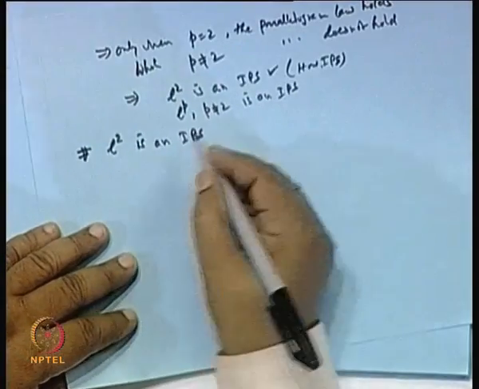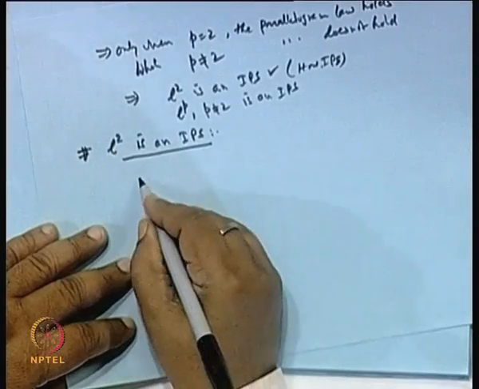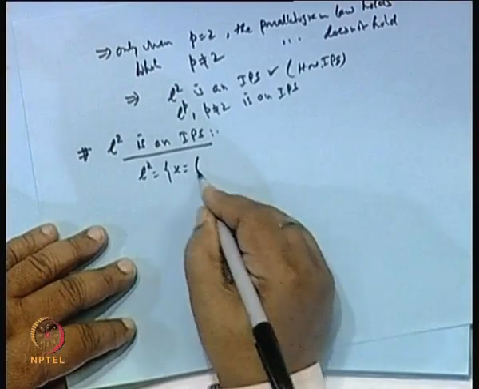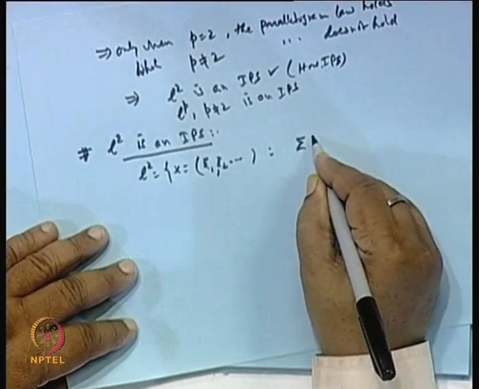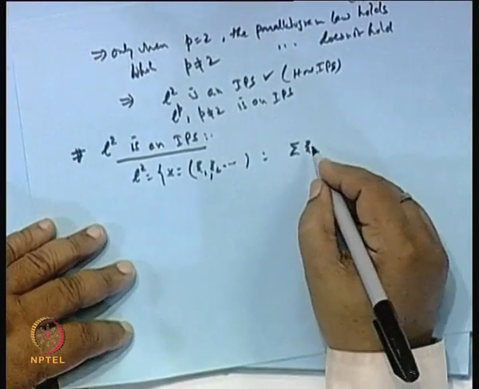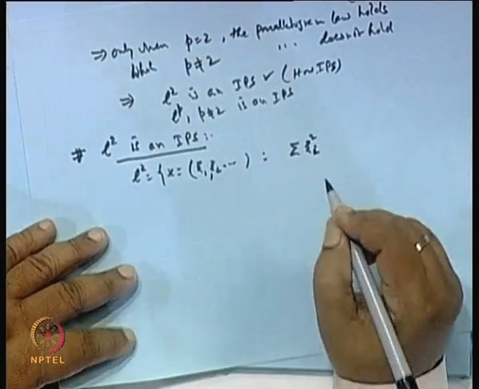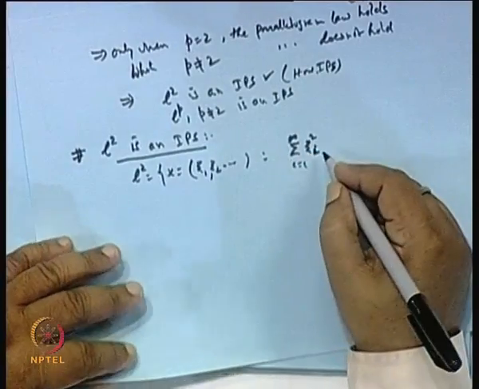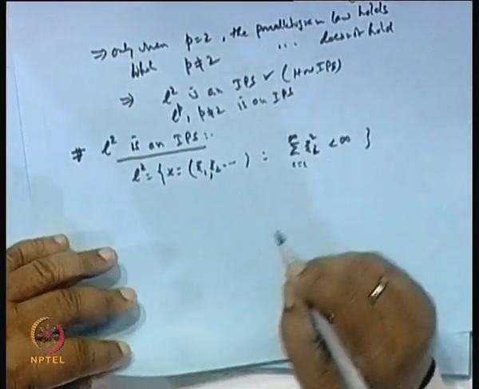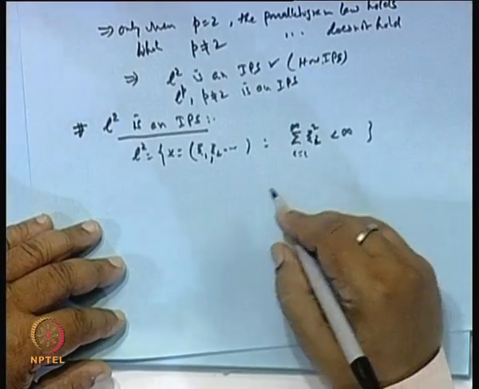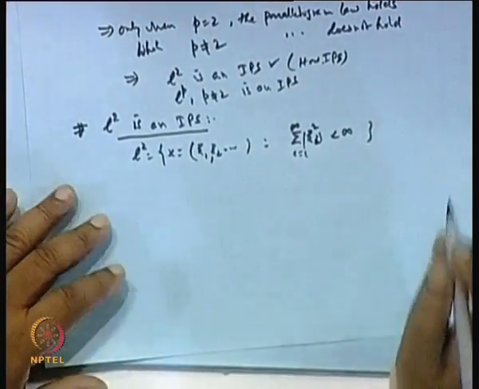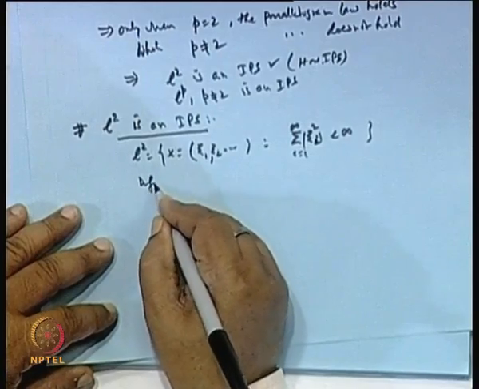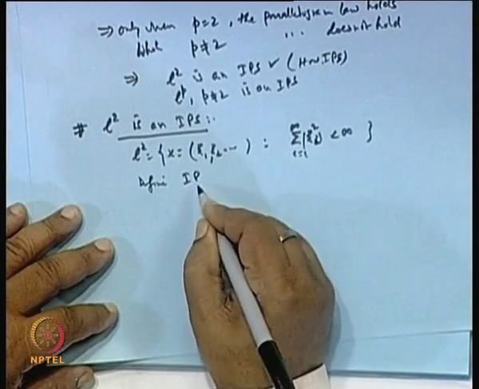Clear? What is L2? L2 is the set of those sequences x such that sigma of |xi| squared, i is 1 to infinity, is finite. Clear? If it is a real space, if it is complex, take the mod square is finite. Now, define the inner product on L2.